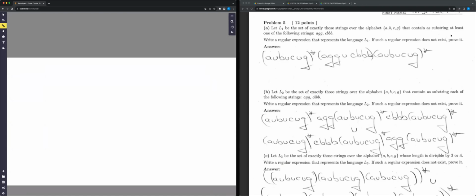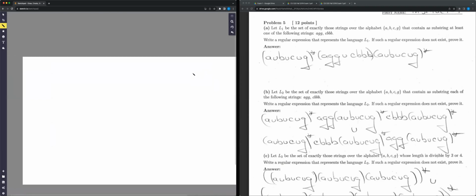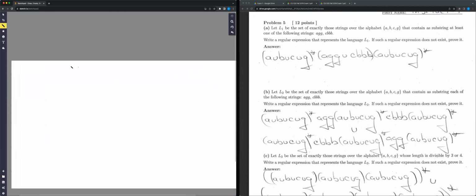Okay, so this one says let L1 be exactly those strings over the alphabet A, B, C, G that contain a substring of at least one of the following strings: AGG, CBBB. So we need either one of those as a substring, which means we need to guarantee they exist. So either AGG exists or CBBB exists.